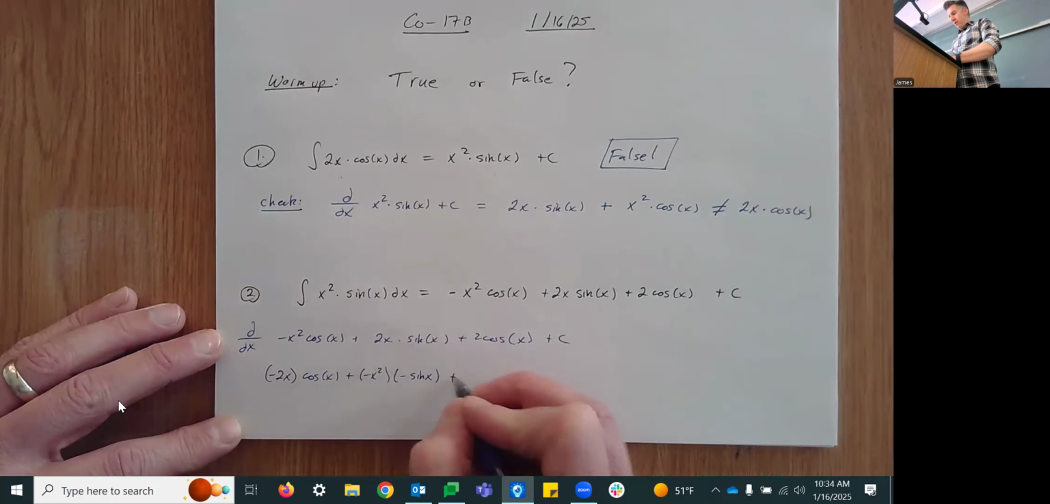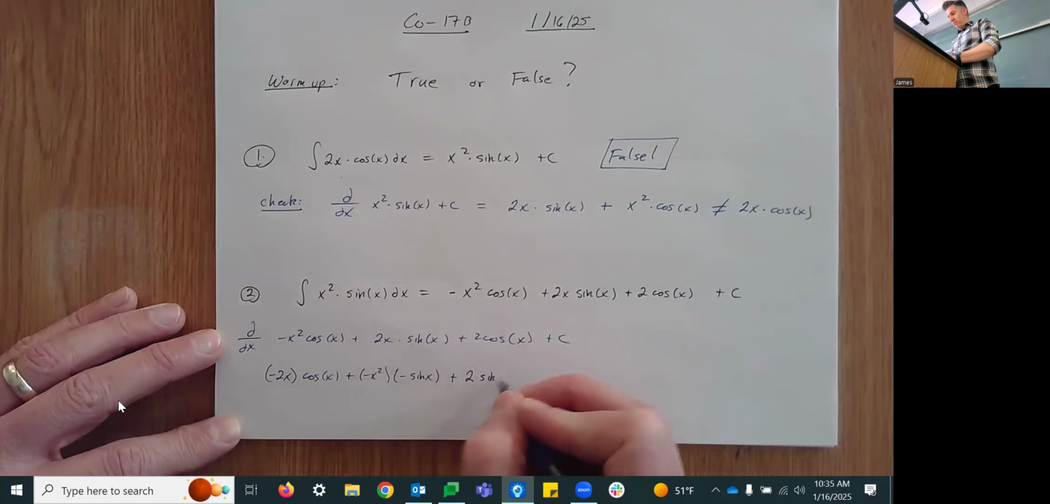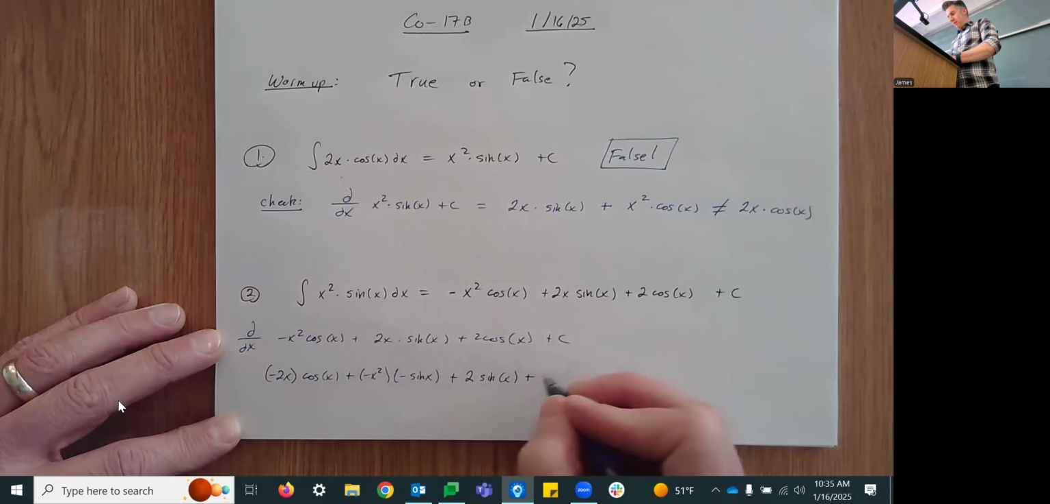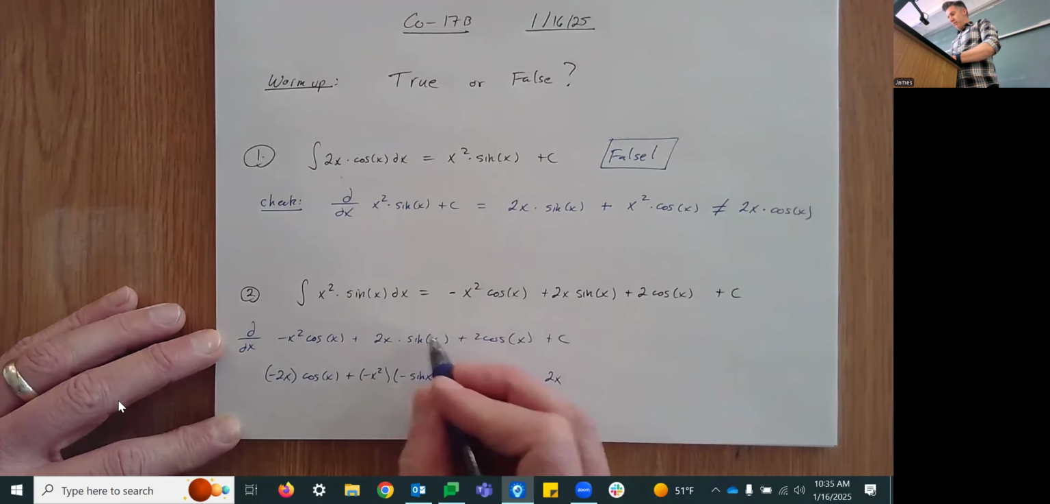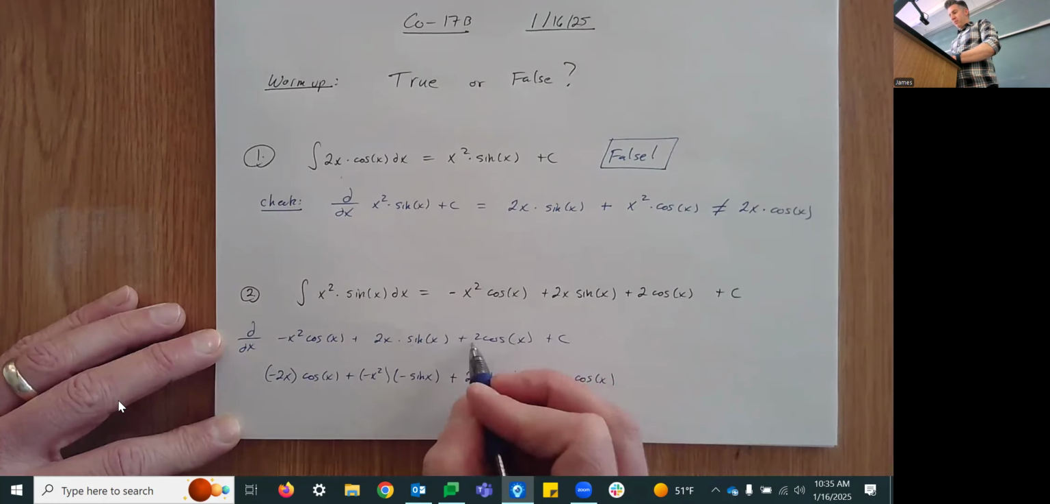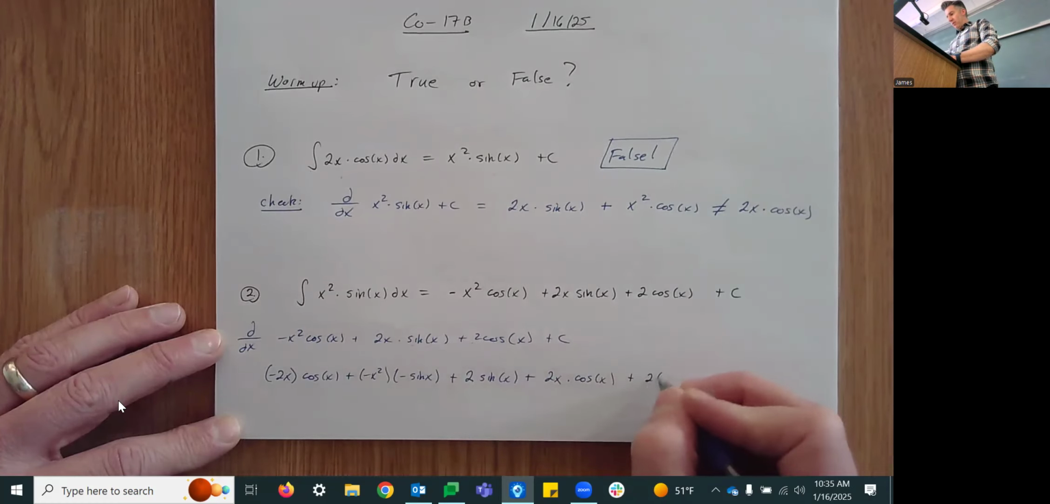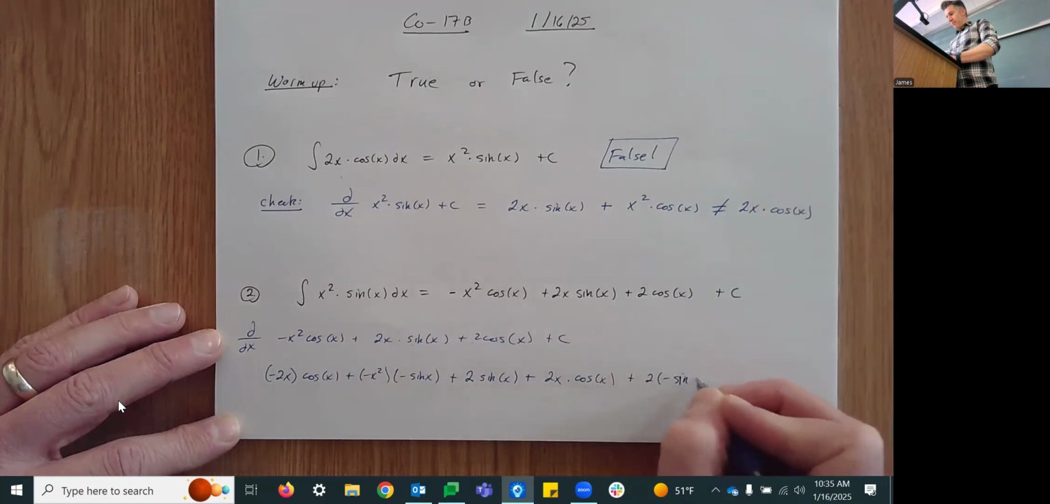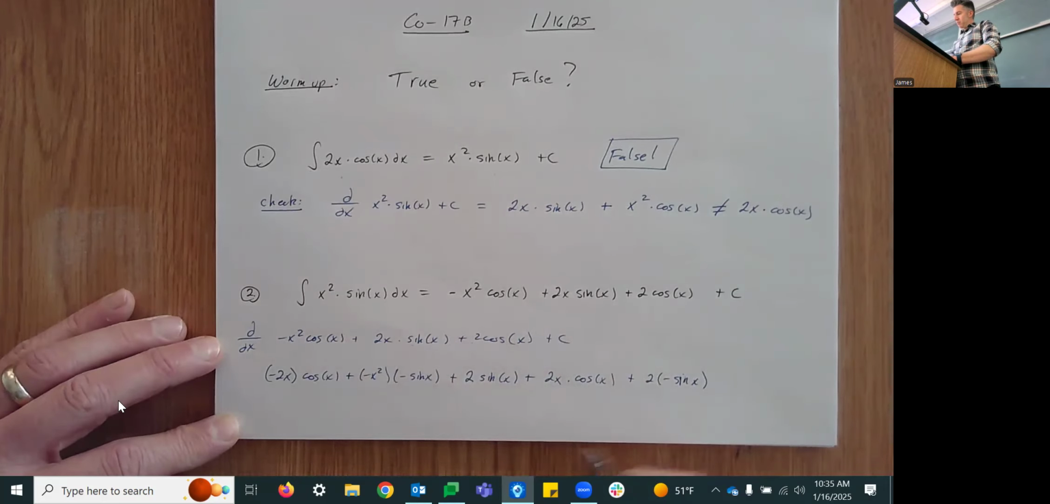Moving over here, the derivative of 2x is 2, leave sine of x alone, plus, now leave the 2x alone, the derivative of sine of x is cosine of x. Finally, over here, the derivative of 2 times cosine of x is just 2 times negative sine of x plus 0.